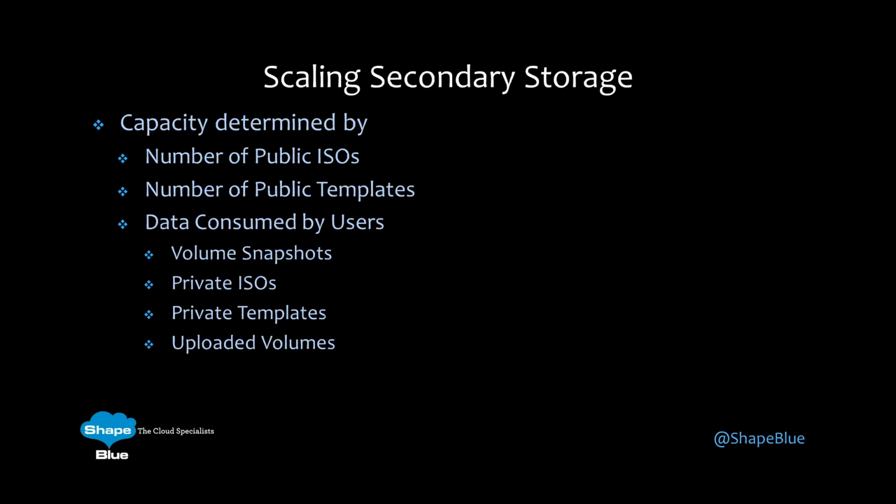In terms of scaling secondary storage, it's relatively straightforward because we look to do it as low cost as possible. The capacity planning around secondary storage is based on the number of ISOs we have, the number of templates we have, then the things consumed by our users, whether they're public cloud users or users in a private cloud. So the number of templates they have, the number of snapshots they have, etc. And that's pretty straightforward, old-fashioned capacity planning that we have to do around secondary storage.